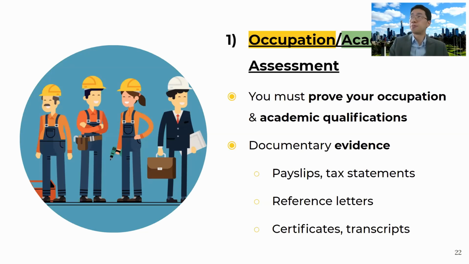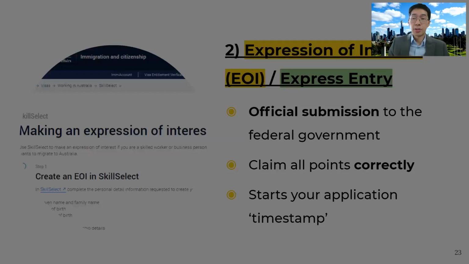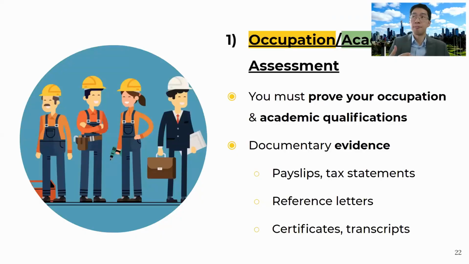Stage 1 timing varies. Canada's is a little bit faster, about 2 months. Australia's is typically around 2 to 3 months on average to come back with a result. So that's stage 1, occupation assessment. You can't get through to the pool of applicants or onwards until you get this stage done. So it's very important.